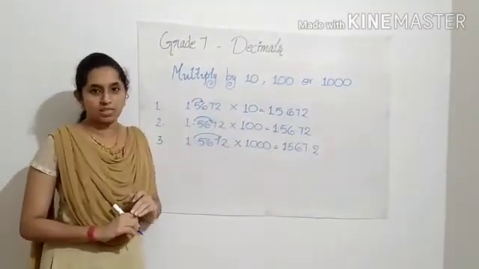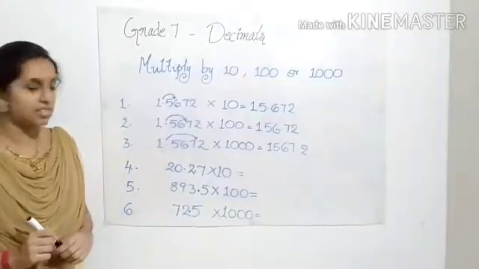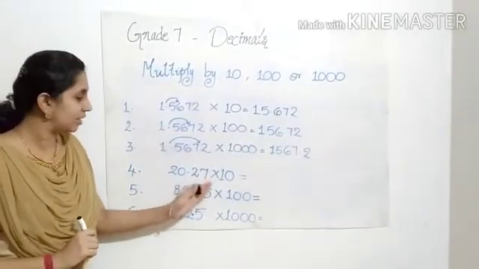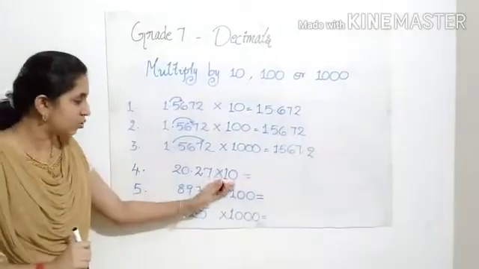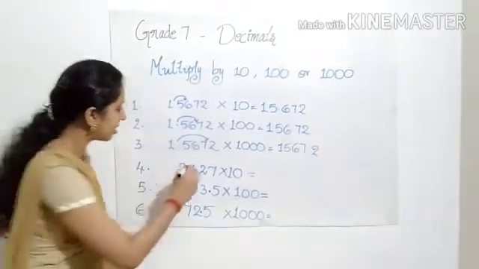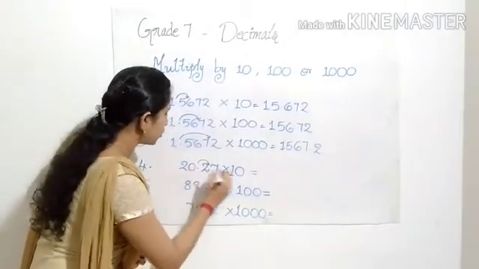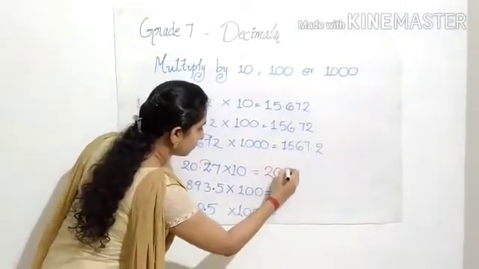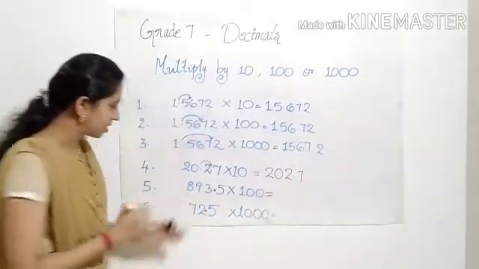Let's see some more questions. Now the next question is 20.27 into 10. You know it. There is 1 zero. That means one place towards the right. And the answer becomes 202.7.